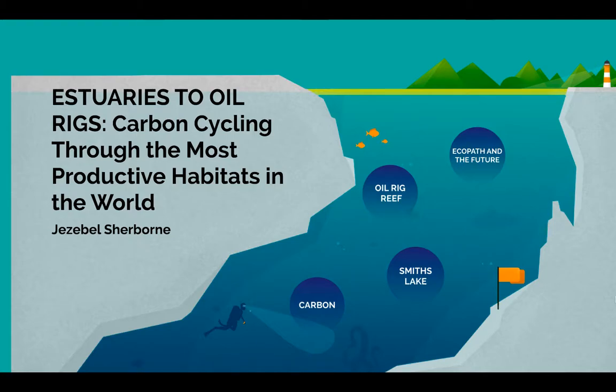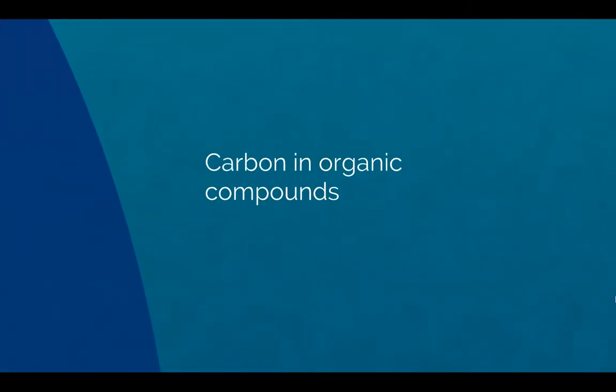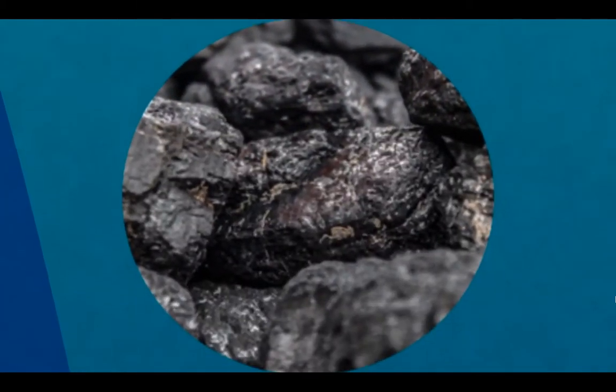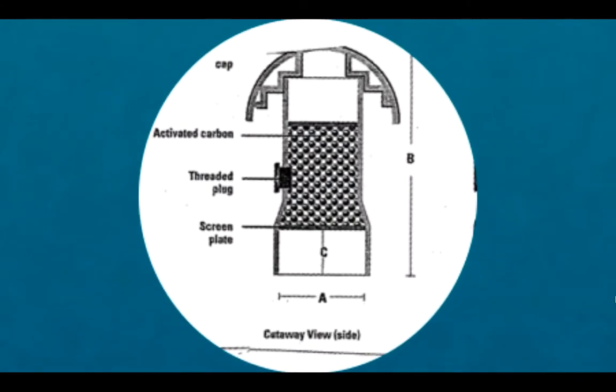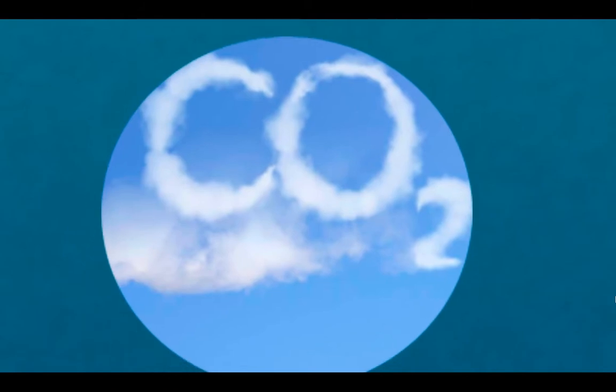Estuaries to oil rigs, carbon cycling through the most productive habitats in the world. Carbon is the main element in organic compounds, so it's essential to life on Earth. It's the building block of life and energy in an ecosystem, from basic carbon filtering, aspects of light capture, to diamonds and the air we breathe.